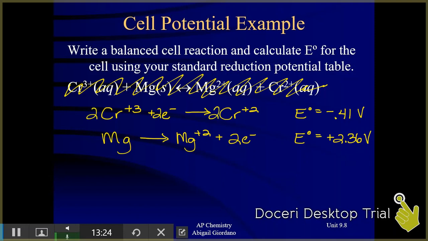times 2. Now this is really important. Focus here. I just multiplied everything in the chromium reaction times 2. Ladies and gentlemen, I am not going to change that number at all. Cell potential, or any kind of potential, is not an extensive property. When I change the amount of reacting material, it does not alter the number of volts. So I'm going to leave that negative 0.41 just as it is. But you'll notice now that the electrons cancel out, and they have to.